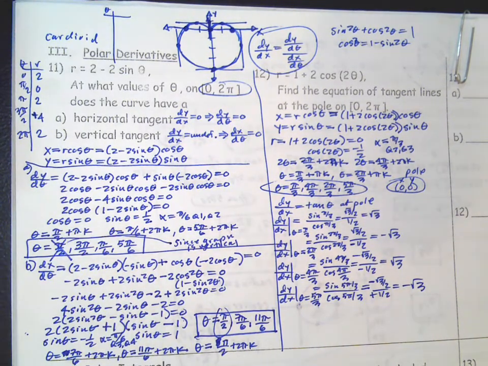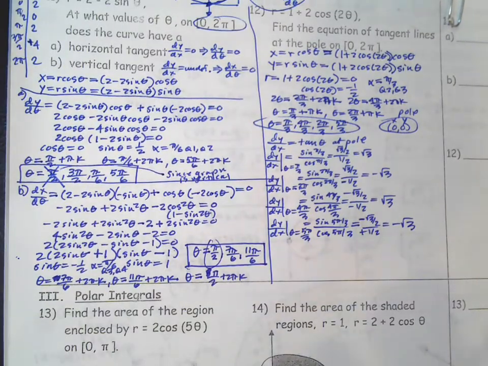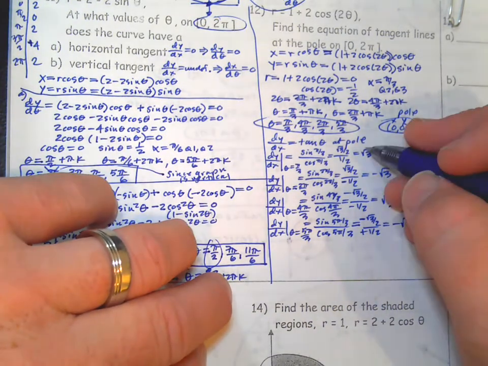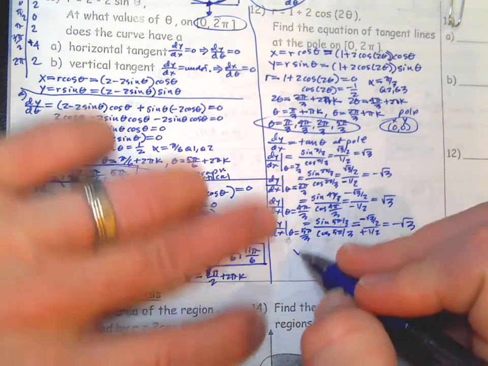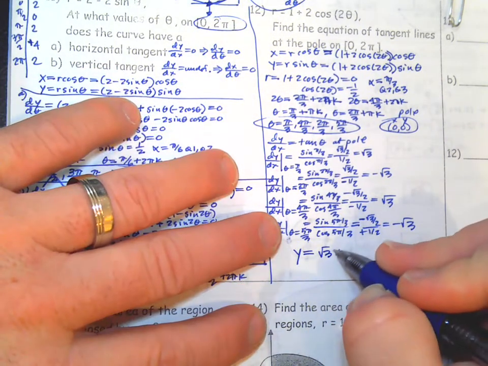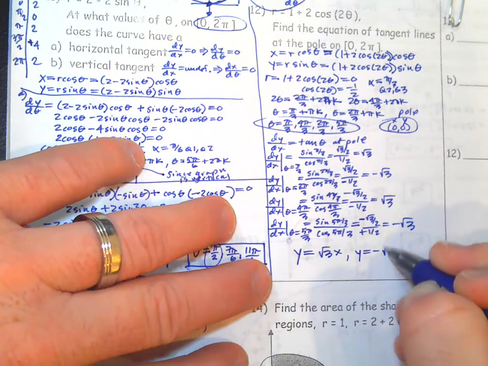So the tangent lines, there's 4 times it goes to the pole, but they overlap each other. They all have the same xy coordinates. 2 of them have the same slope. 2 of them have the same slope. So one of them is root 3 x, and then the other one is negative root 3 x.